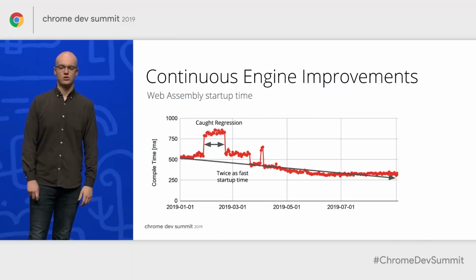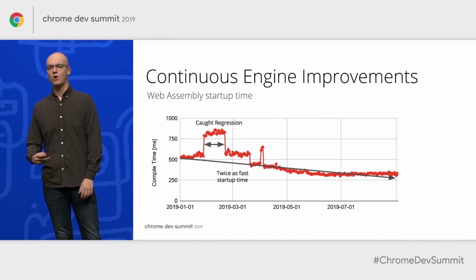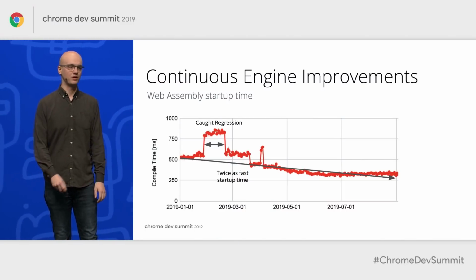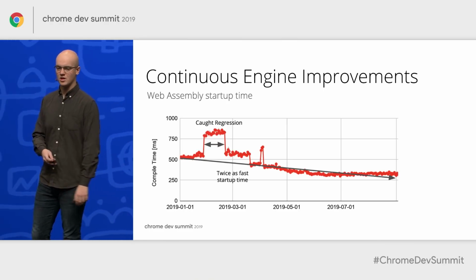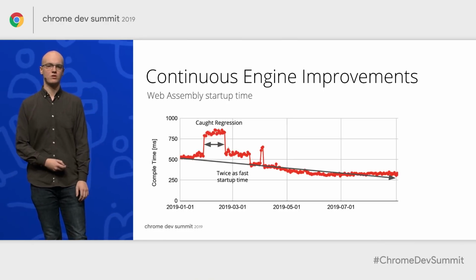In addition to new features like implicit caching, we're also always making improvements to our WebAssembly engine. Here you can see how commit by commit, we've cut startup time by almost half since just the start of this last year.